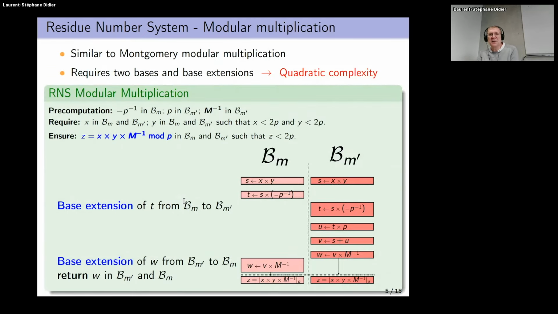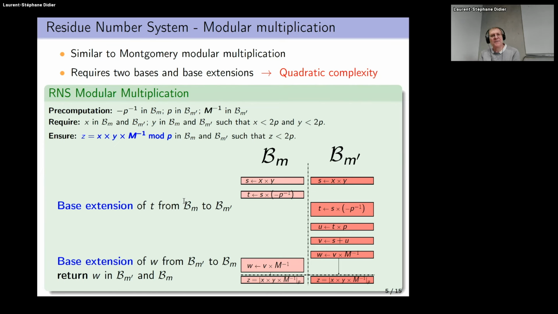So how do we compute modular multiplication on big numbers using RNS? The approach is similar to the Montgomery modular multiplication. If you are not familiar with this approach, the main idea is to trade a big division on big numbers to compute the residue, the result of the modular operation, by a division by a constant which can be faster.